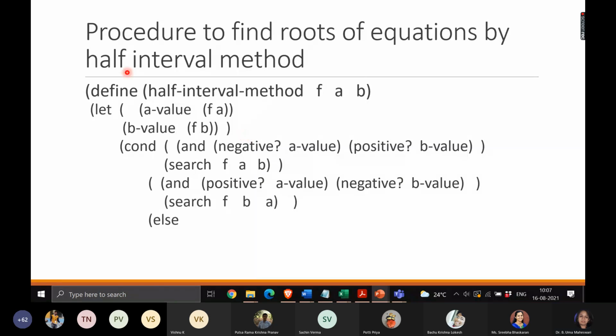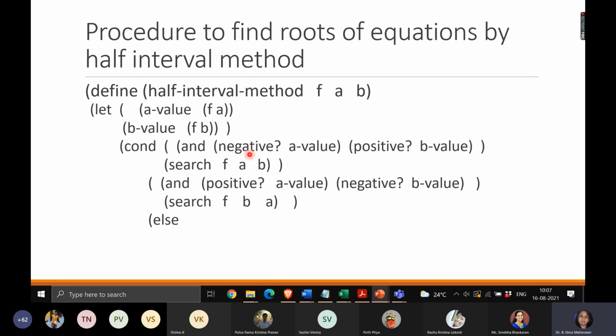What we are doing first of all is defining a half interval method. This is a function. I'm going to define it with 3 arguments: function, lower limit, upper limit. Now f of a is a value, f of b is b value, and you check whether it is positive or negative. Depending on that, I will pass the parameters for the next iteration. I will call the search function for the next iteration. See, look here. f of a I am finding, put in a value. f of b I am finding, put in another variable.